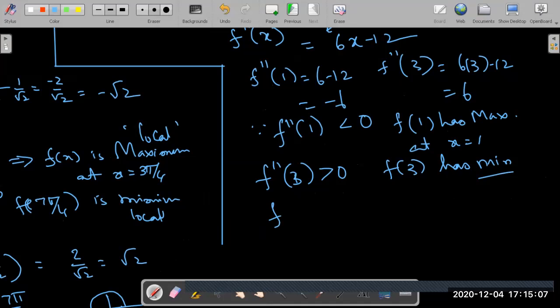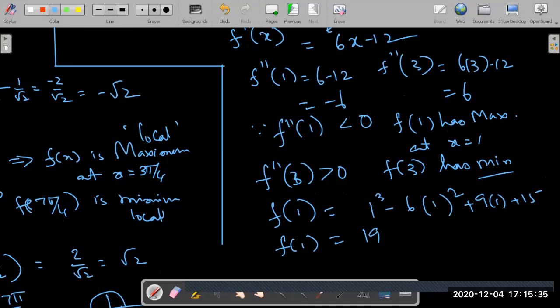So f of 1 equal to x cubed minus 6x squared. That means 1 cube minus 6 into 1 squared plus 9 into 1 plus 15, I think. So this is 1 minus 6 plus 9 plus 15, which is 19. f of 1 is 19. So that means this is a maximum value.